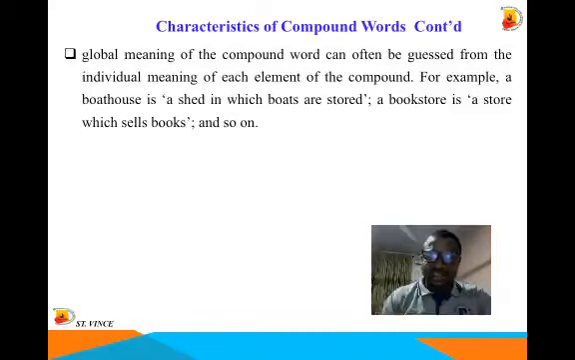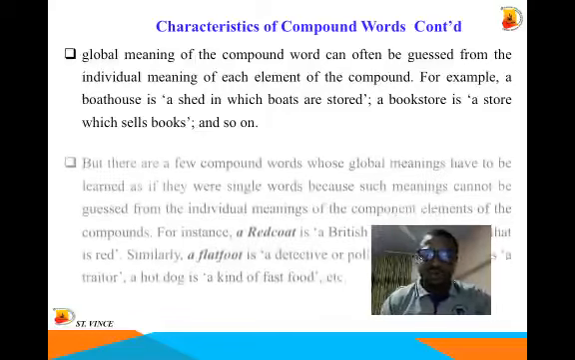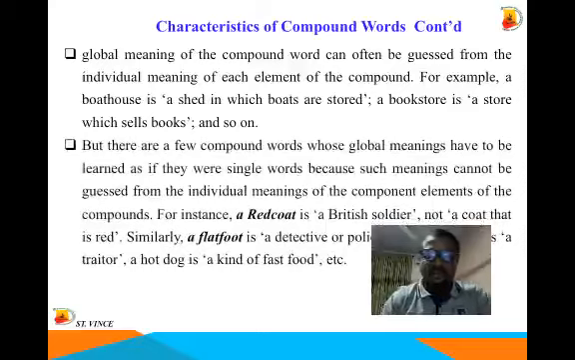you cannot easily, like I said from the beginning, guess their meaning from the individual words that come together. For example, if you say boat house, it's a shed in which boats are stored. Okay, some of them is there. Okay, a bookstore is a store which sells books and so on. So sometimes you can easily find the meaning from them, and other times it's not so easy as you see.